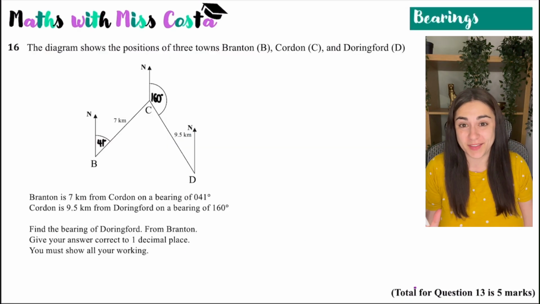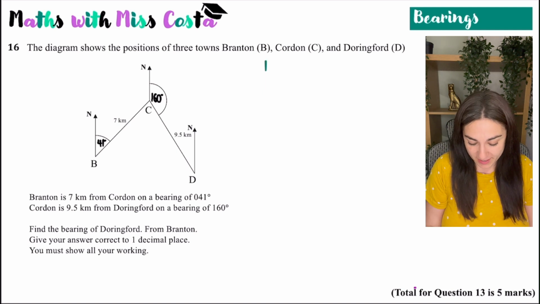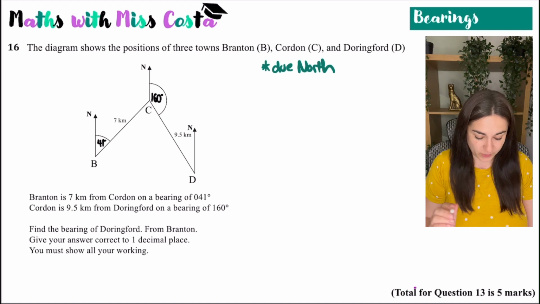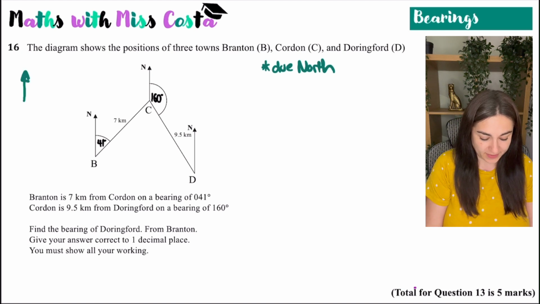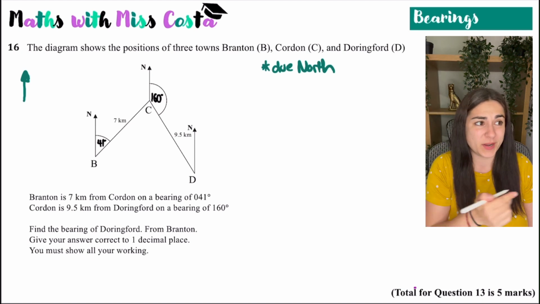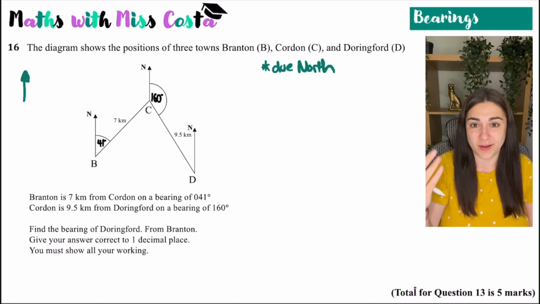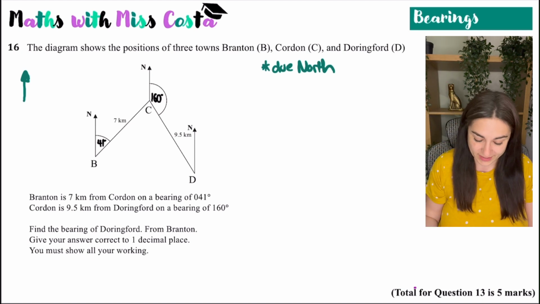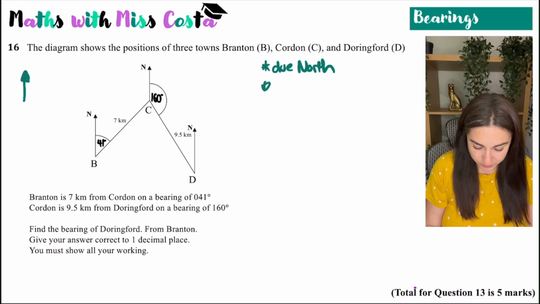Okay, so here we've got quite a tricky question involving bearings. So the first few things that we need to really bear in mind when dealing with bearings is that we always start from due north. So all bearings, you're always going to see this little due north sign. And we always start measuring it from north so that when we're communicating with bearings, we know in what relation it is to. So always start from due north. You always go clockwise.